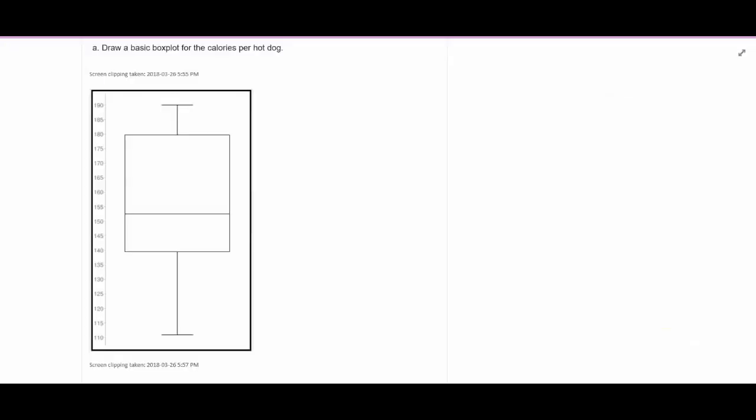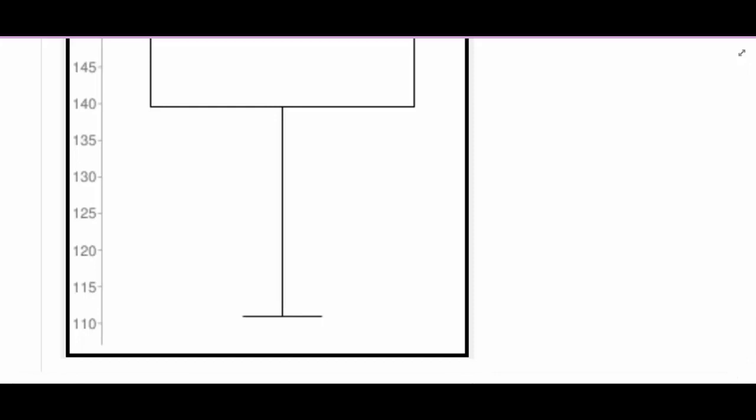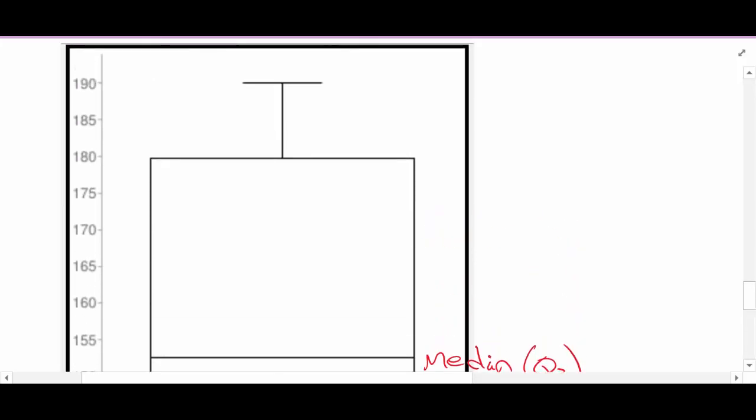All right. Here's the basic box plot. And I'll just label some items. Well, let's just make it a bit bigger to see the scale. Oh, look at that. Okay, so this is the low end. And that's Q1. This is the median, otherwise known as Q2. That's Q3. Okay, this is my maximum value.